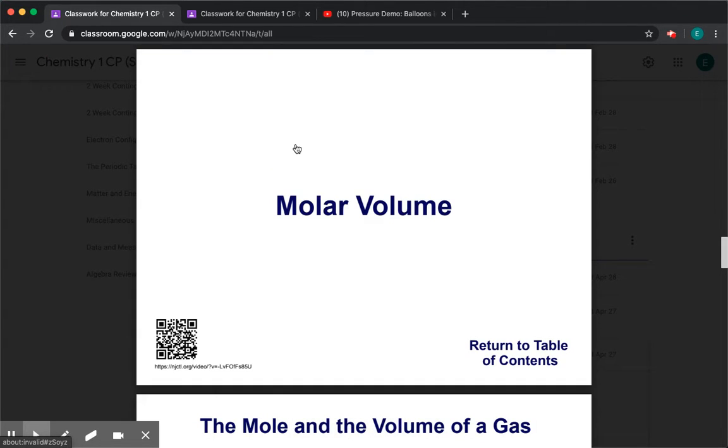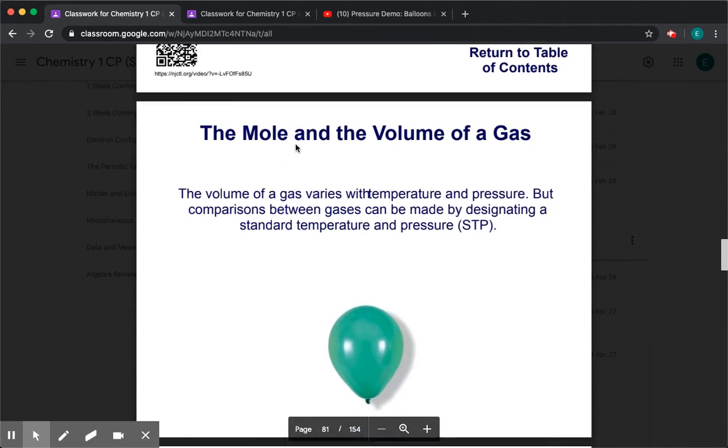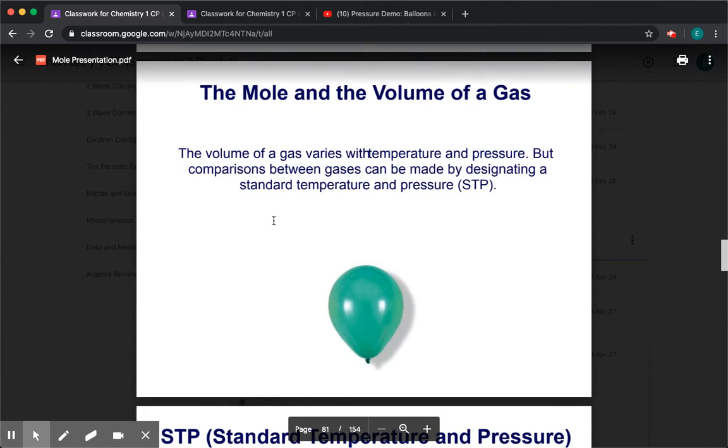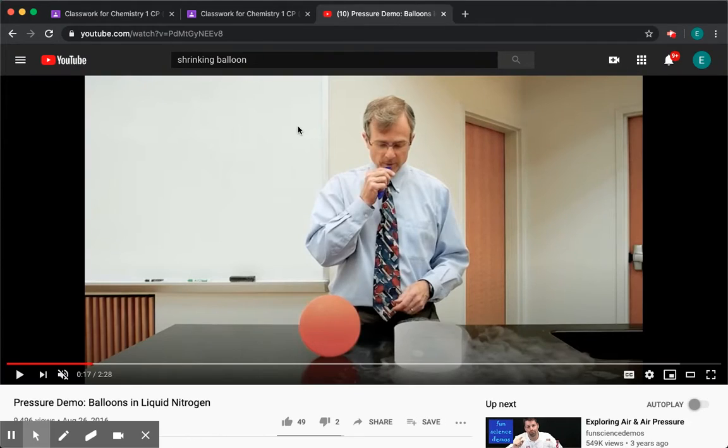Today we are learning about the last piece that goes with the mole, and that is molar volume. Before we get into molar volume, there's this thing we need to discuss, and that is standard temperature and pressure. So when it comes to moles and volume, when it comes to volumes of gases in general, now you need to take more things into consideration because temperature and pressure can affect how much space gases take up. And I'll give you an example of that with a demo.